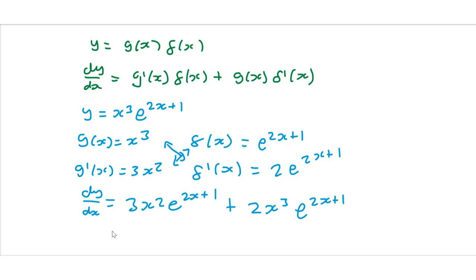That suffices as an answer, but say we're looking to find a stationary point, we would want to factorize this in some sort of useful way. So I would take out e to the 2x plus 1, that's common in both, and so is x squared, and then we would get 3 plus 2x in here. Alright, so that's our answer.